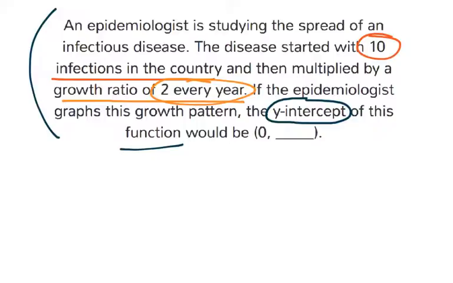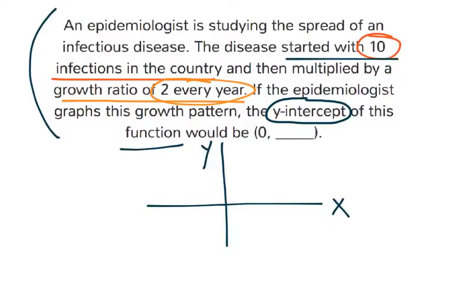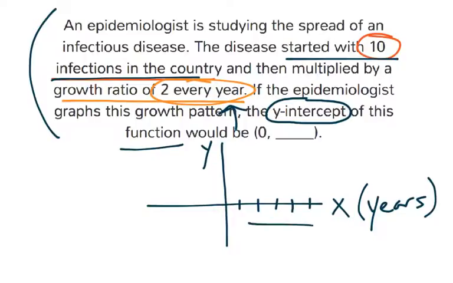If the epidemiologist graphs this growth pattern, the y-intercept of this function would be, and they want you to fill in the blank. Well, remember, when you're graphing, you have your x-axis and your y-axis. When they say it started with 10 infections, that's a key piece of information, that's when the time is 0. So when the x is, let's say it's years in this case, since we have this 2x every year, it's multiplying by 2 every year, that means these are years in the future.